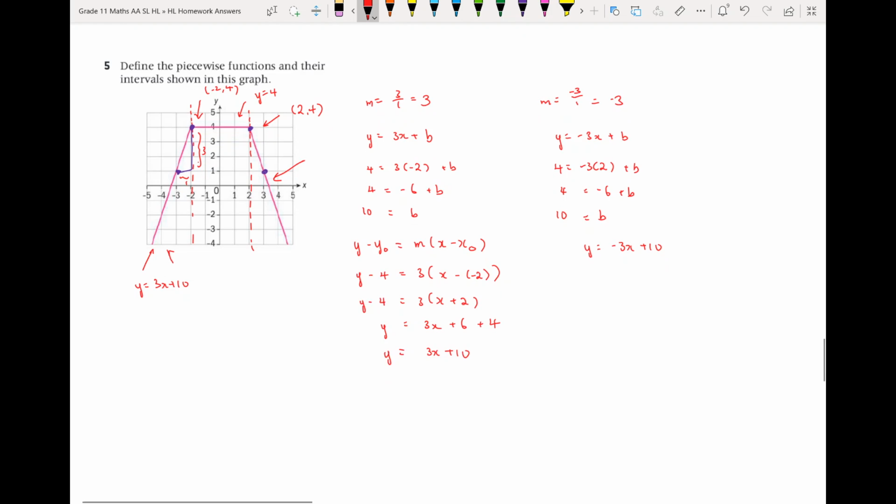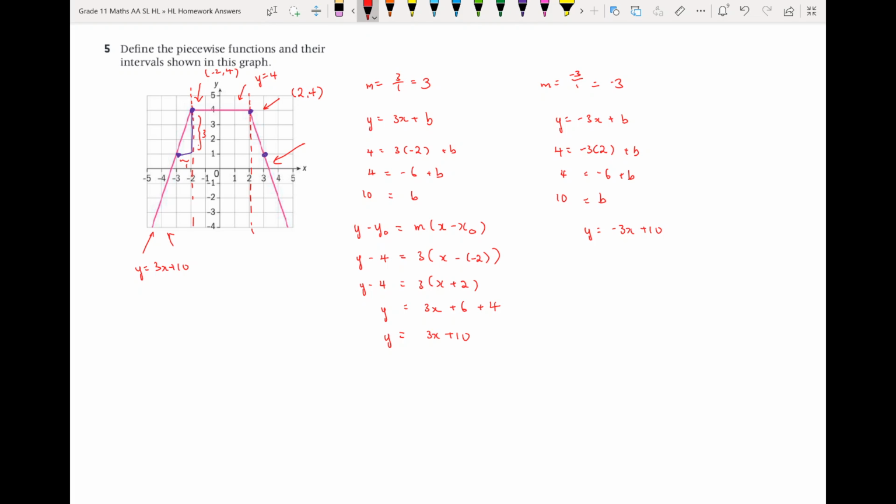Okay, so to write that as a piecewise function, we can say that this is f of x, but it comes in 3 pieces. The leftmost piece is 3x plus 10 when x is less than or equal to -2. Then the middle piece is just a constant function, and we will set this between -2 and 4 inclusive. And the right piece would just be -3x plus 10 for x greater than 4.